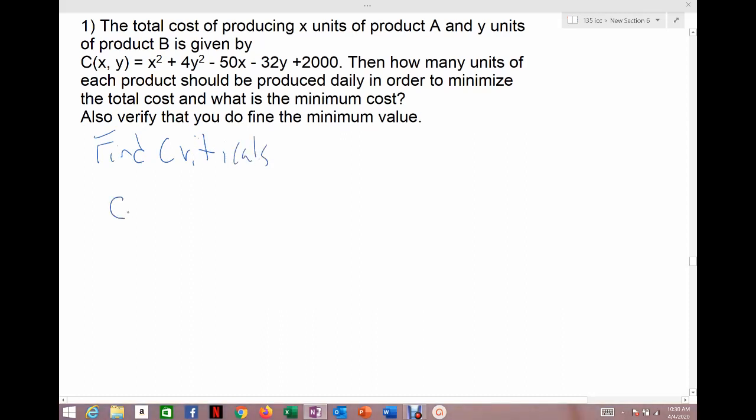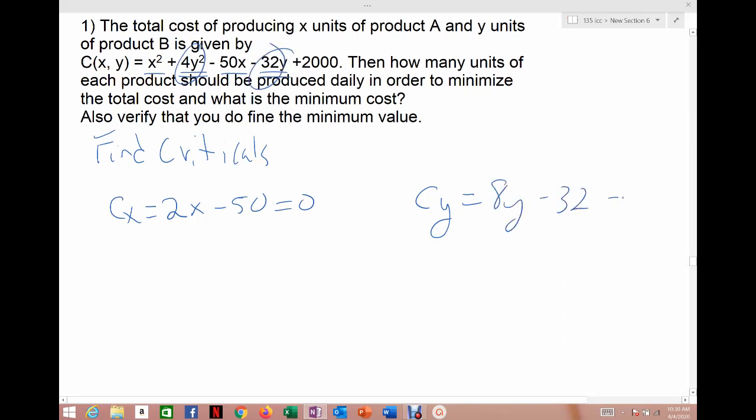Alright, so first thing we have to do is find my critical values, which means find my first order derivatives and set them equal to 0. So my first order derivative with respect to x and with respect to y. With respect to x first, those are the only two x terms, so the derivative with respect to x is 2x minus 50. Set it equal to 0, that's a key step. And then my first derivative with respect to y, again, these are the only y terms, so 8y minus 32, set it equal to 0.